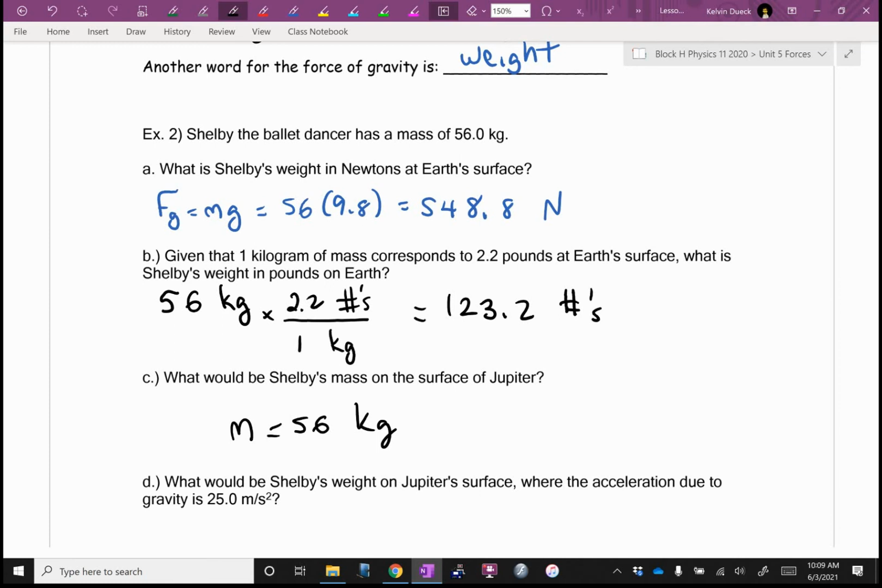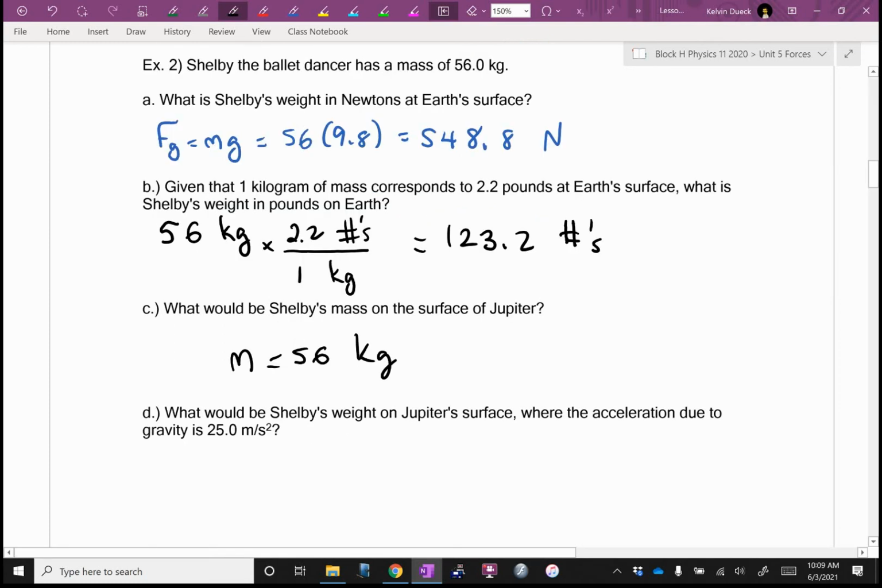Then I need to give you the acceleration due to gravity at that location. On Jupiter, it's about 25. So if I want to find the force of gravity, and I'll put a subscripted J for Jupiter, it's going to be 56 times 25.